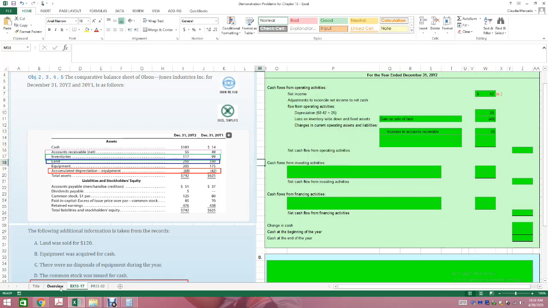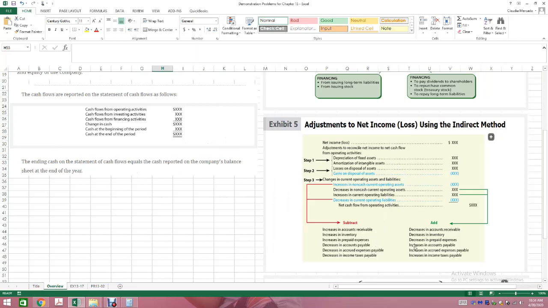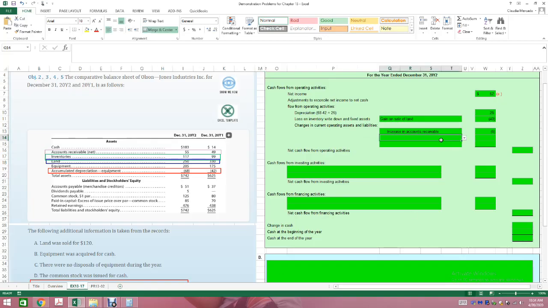Now let's go back and let's look at our table over here. If your inventories increased, we're going to subtract. So increase in inventory gets subtracted. So here I'm going to put increase in inventories because they did increase from 99 to 117. And because it's an increase, I am going to subtract the $18. Equipment is an asset. That does not go in this section.